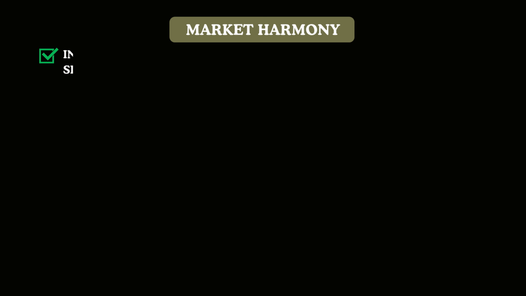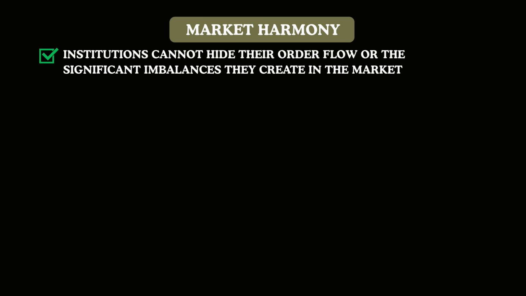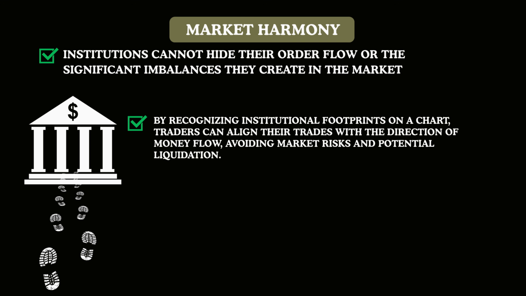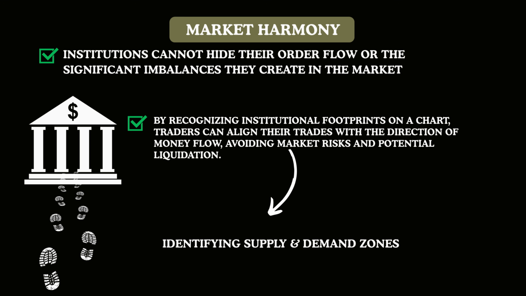As mentioned earlier, institutions can't conceal their order flow or the major imbalances they generate in the market. By learning to spot these footprints on a chart, we can align our trades with the direction of institutional money flow, preventing ourselves from being caught on the wrong side and becoming part of the liquidation process. One of the most reliable and secure ways to trade alongside financial institutions and track their order flow is by accurately identifying supply and demand zones on the price chart.